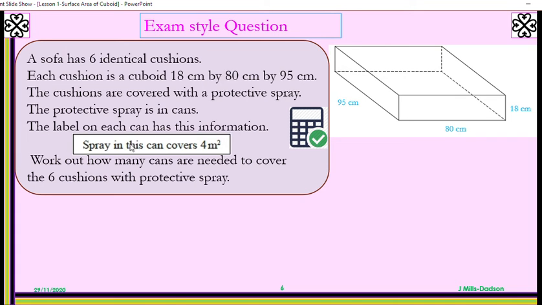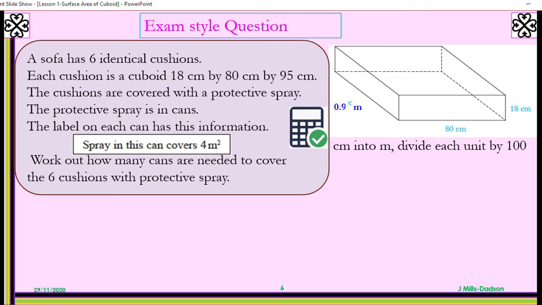Each can says that it can only spray 4 meters squared. So one can covers 4 meters squared. We need to work out how many cans we need for the 6 cushions. Now, first we need to know that this is a calculator question, and the spray area is in meters, but our cushions are in centimeters. Because a calculator is allowed, we can start converting the centimeters into meters. We know to change cm into meters, we divide each unit by 100. So we're going to divide each dimension by 100.